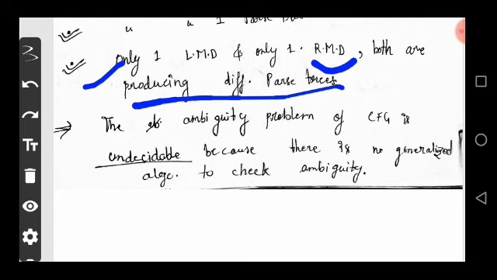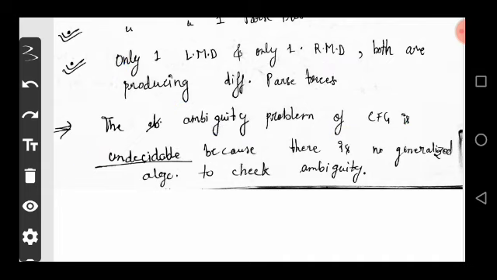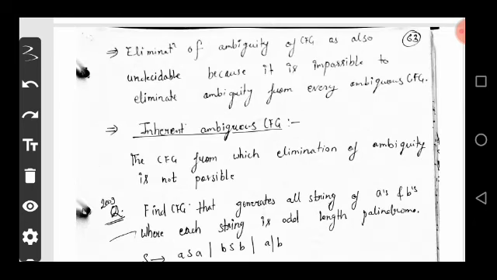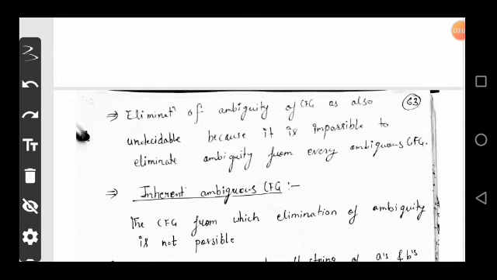The ambiguity problem in CFG is undecidable because there is no generalized algorithm to check ambiguity. Another important point is that elimination of ambiguity of a CFG is also undecidable, because it is impossible to eliminate ambiguity from every ambiguous CFG. An important point is inherently ambiguous CFG: the CFG from which elimination of ambiguity is not possible is called an inherently ambiguous CFG. So in short, the ambiguity problem in CFG is undecidable.